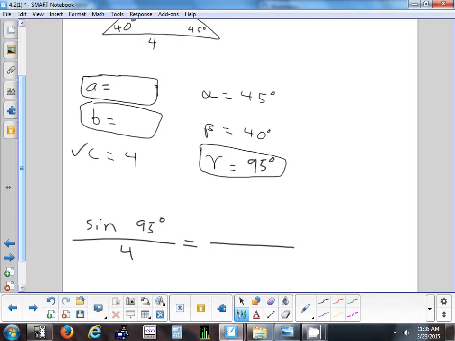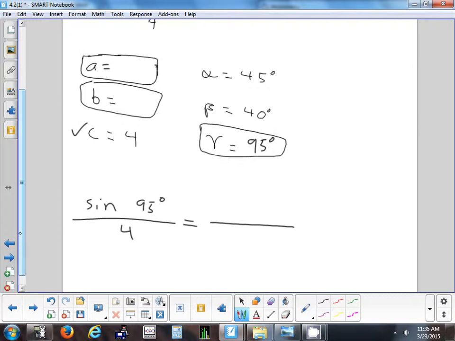Okay, let's do A first. Okay, Chelsea, how would I set up this right-hand side to find A? The sine of what over what? So look at your law of sines that has the A in it. It has an A and it has an alpha in it. And you're going to fill that part in right here. Sine of 45. Yep. Divided by? A. Exactly.